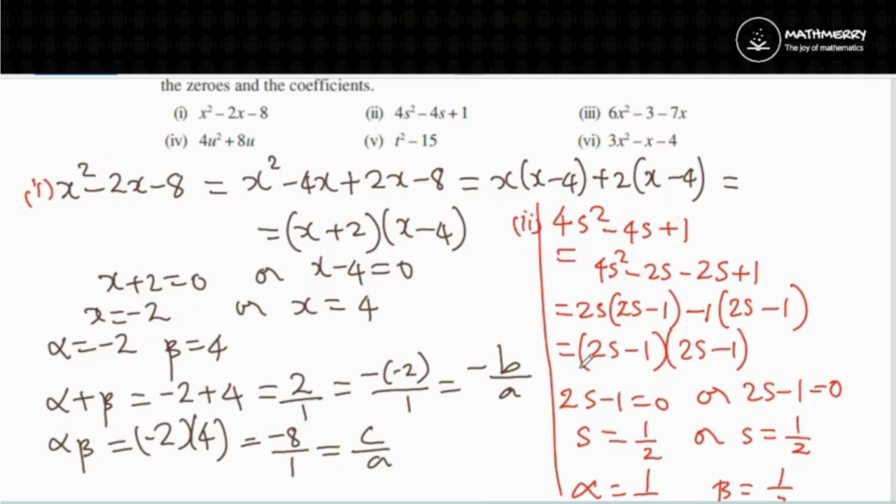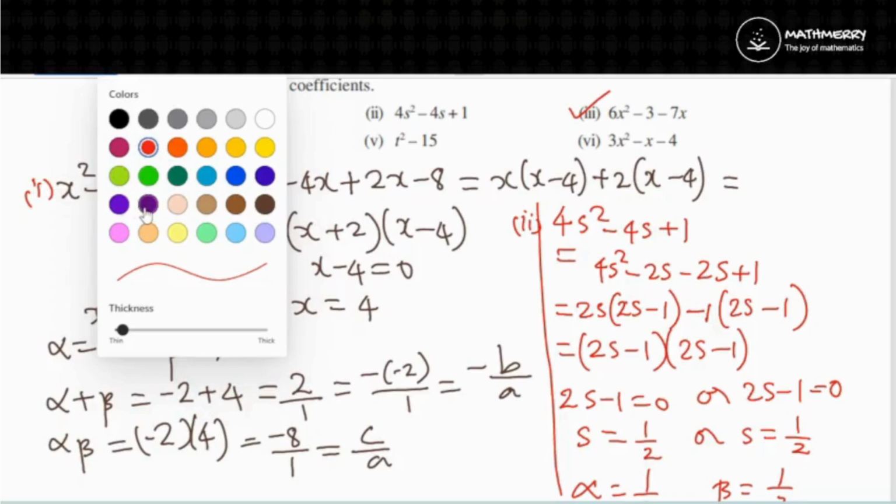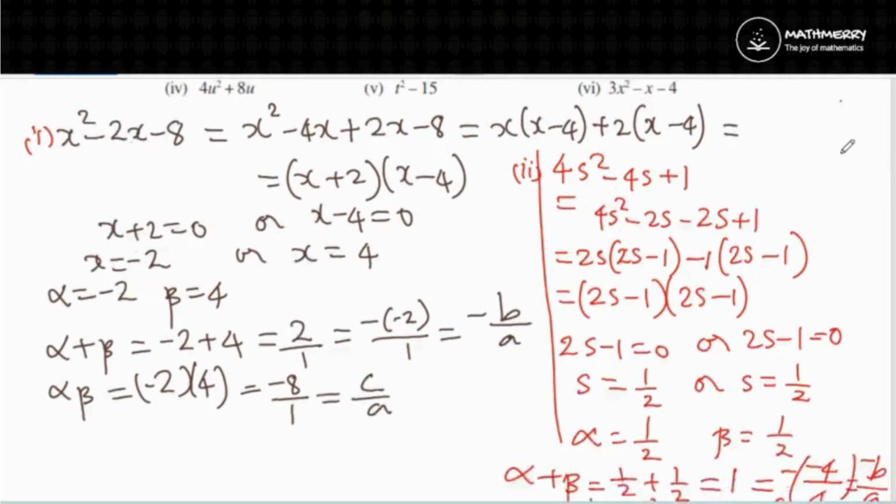Okay, next is our third sub question, which is 6x square minus 3 minus 7x. So this is our third sub question. Now, how can we solve this? The question is 6x square minus 3 minus 7x. If you want to write it in the standard form, it's 6x square minus 7x minus 3.